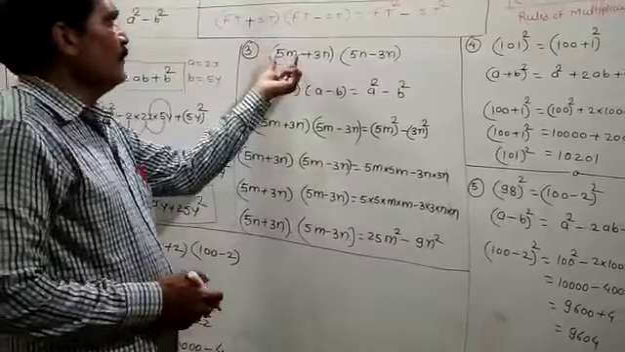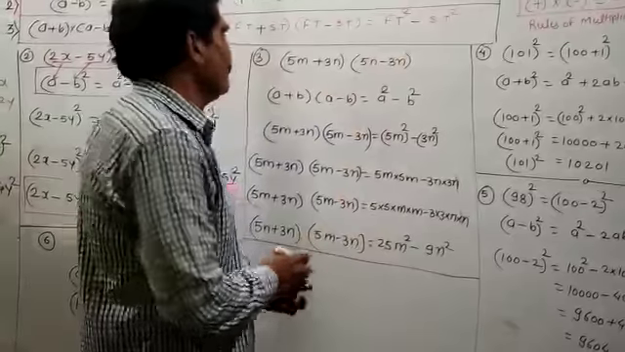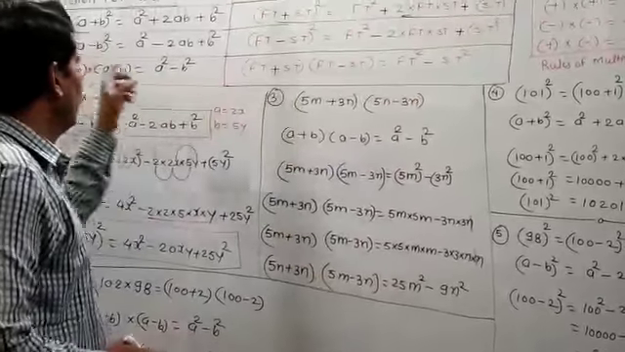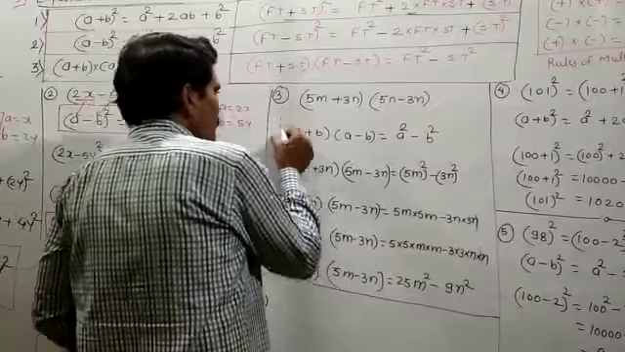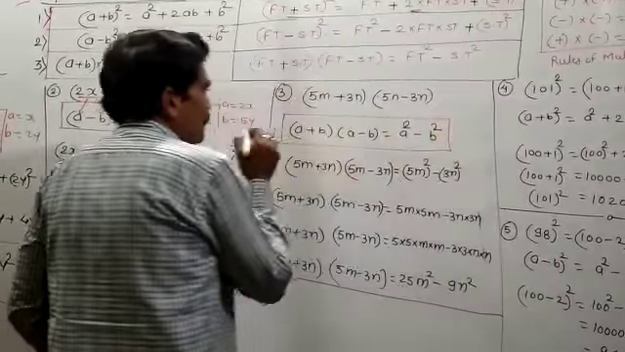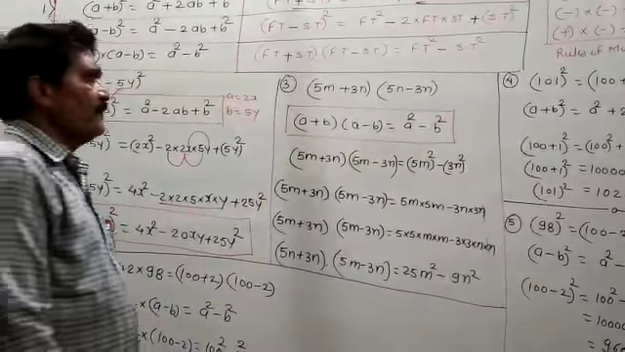Then here we have (5m + 3n) in one bracket and (5m - 3n) in another bracket. Which identity do you have to utilize? One time plus and one time minus. So you have to utilize this identity: (a + b) in one bracket and (a - b) in another bracket is equal to a square minus b square.